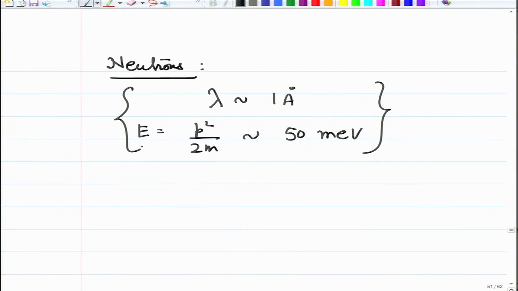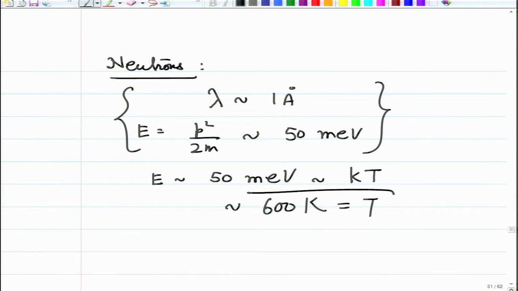So, neutrons are used quite a lot in studying dispersion relations, and these neutrons, if the energy is of the order of 50 meV, it corresponds to, if I equate this to kT, the T comes out to be about 600 Kelvin. So, these are known as thermal neutrons. These neutrons are obtained from reactors, thermalized, that is, their energy is brought down, and then are used to study dispersion relations of phonons.